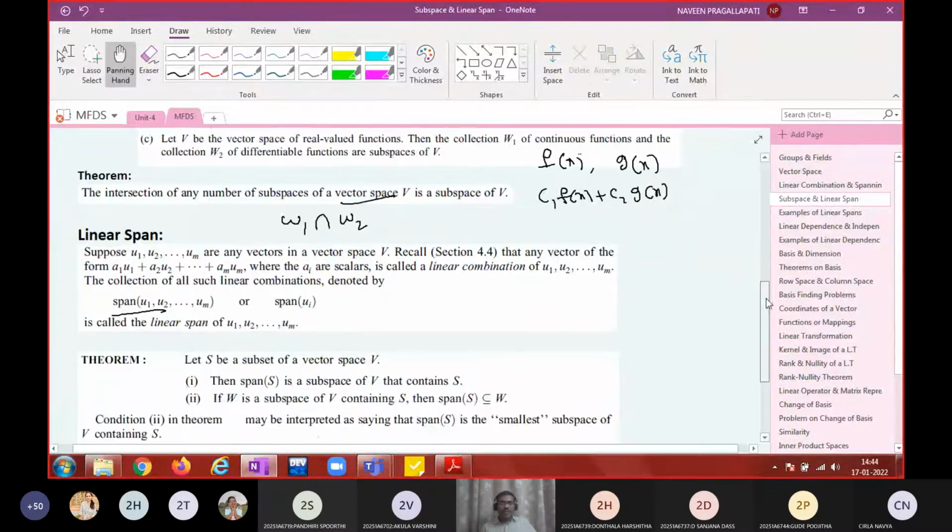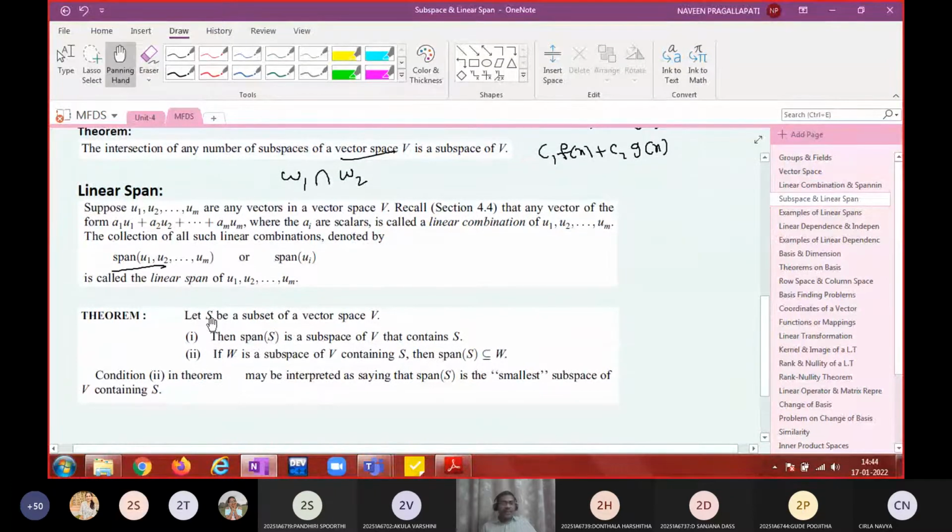Now, what the theorem says is this: the span, the set generated by all possible linear combinations, is actually a subspace of the given space. The set of all possible linear combinations forms a subspace of a vector space, and this is the smallest subspace of the vector space containing the set S. That means you are given a vector space V.